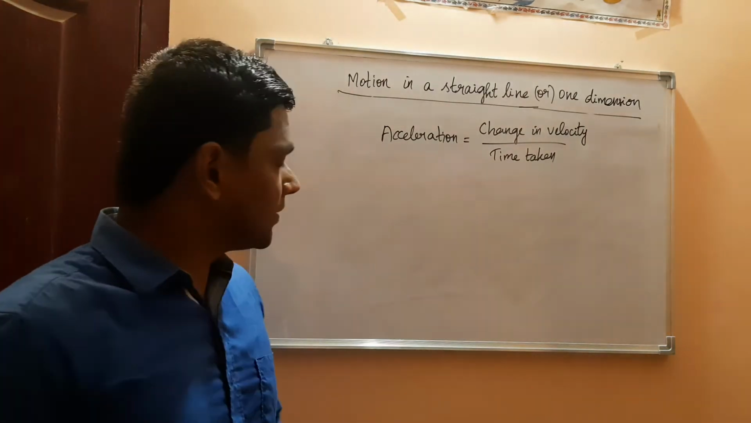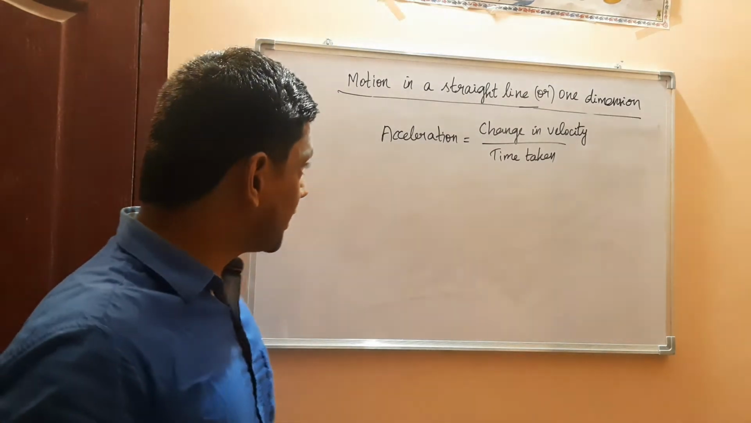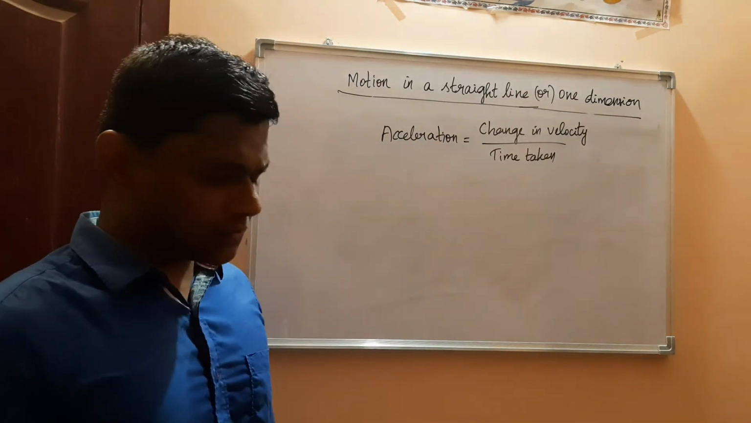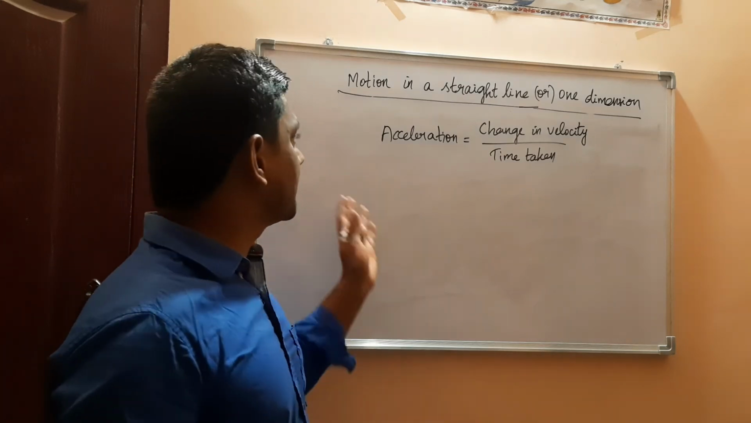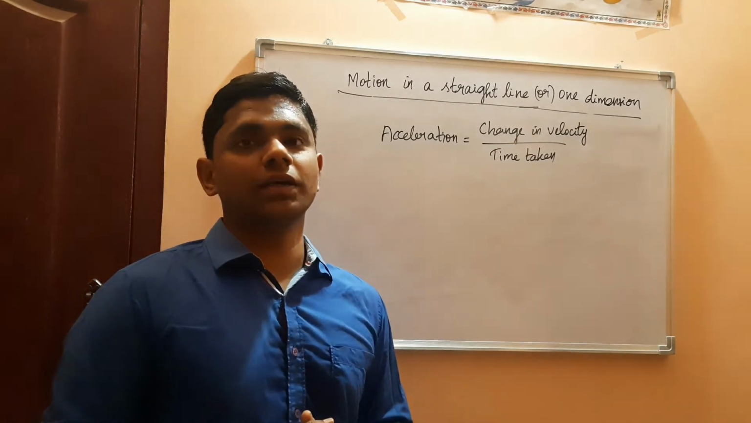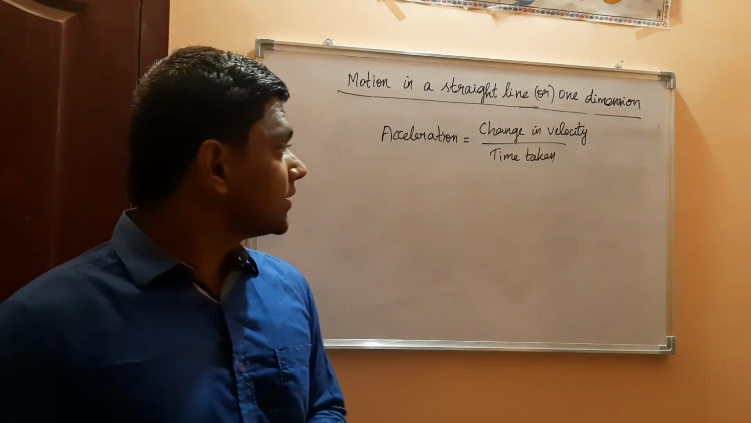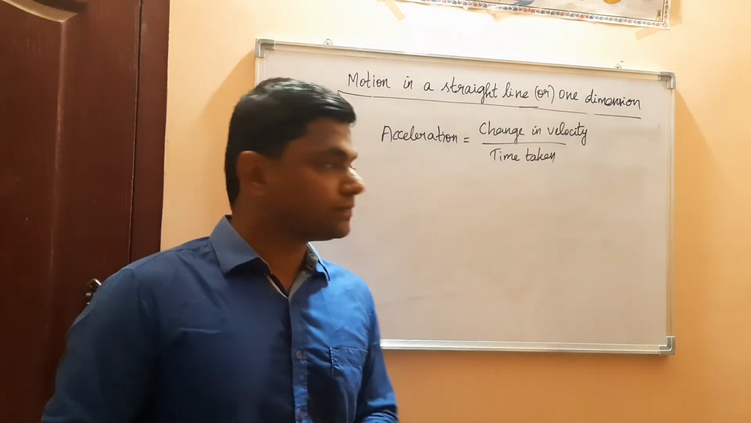As in the case of uniform and non-uniform velocities, here if the object has the same acceleration over a period of time, then it is said to be moving with uniform acceleration. If the velocity of the body changes differently in different intervals of time, then we have to call it non-uniform acceleration.